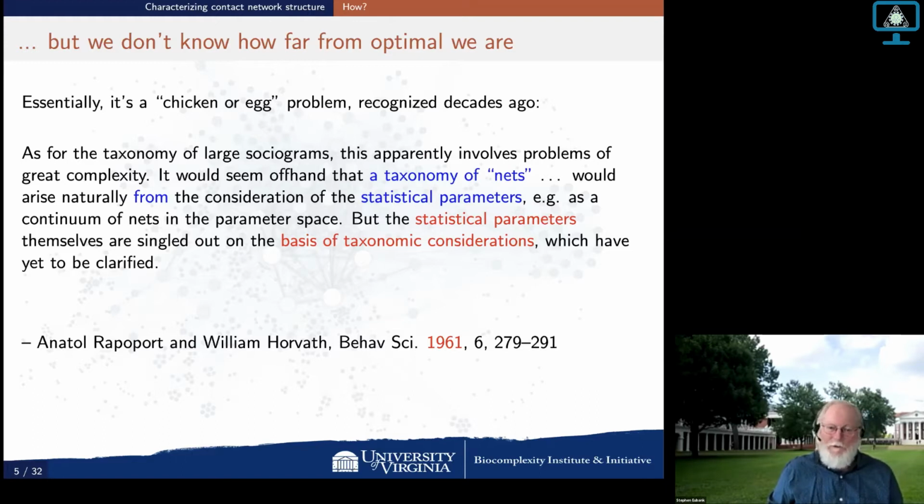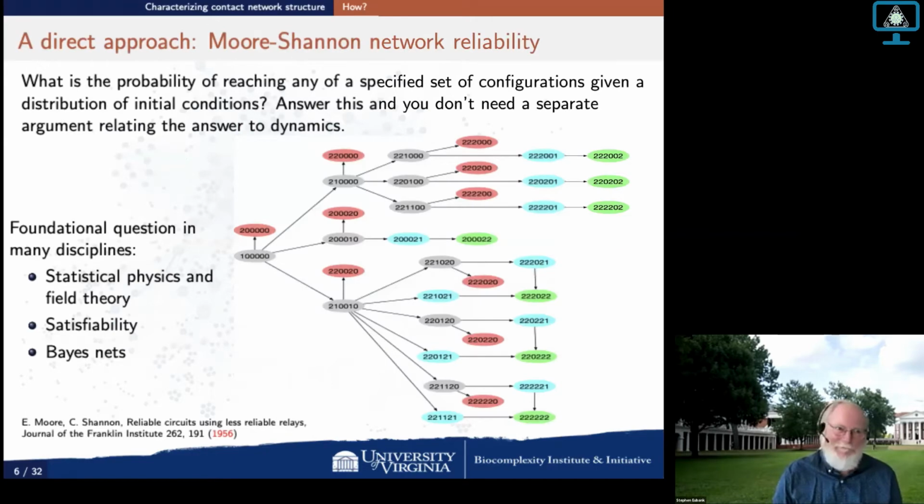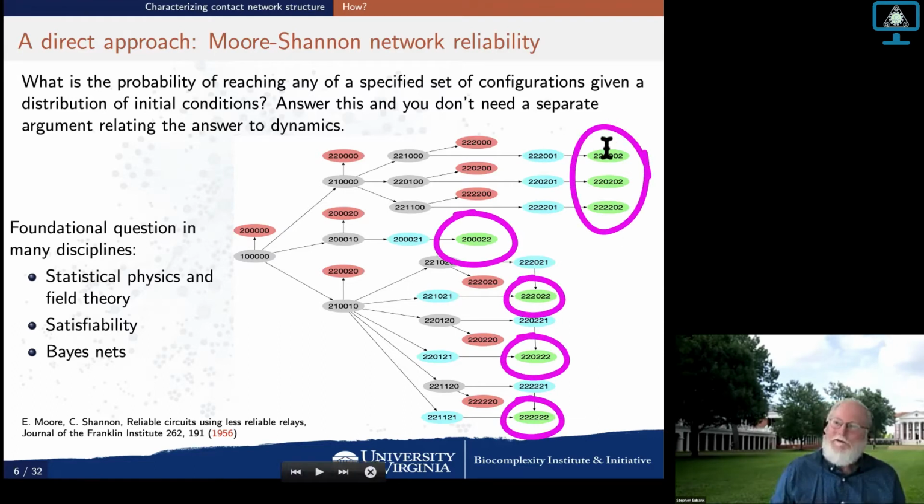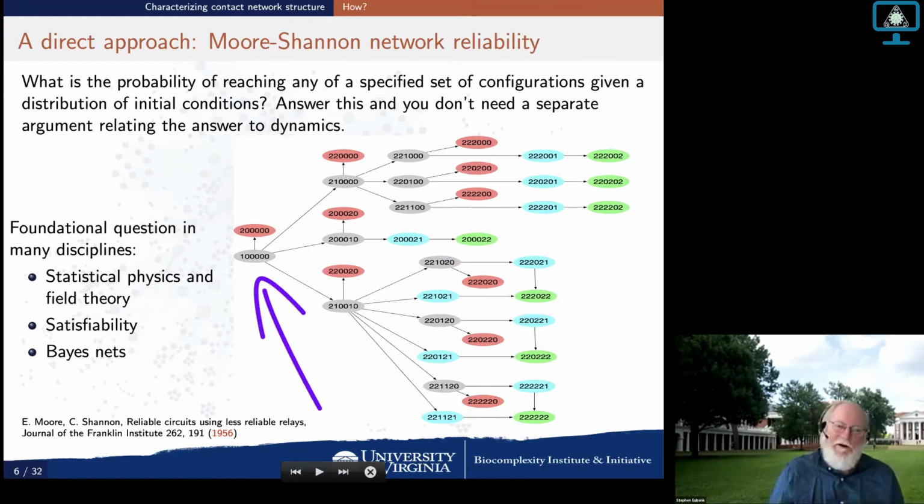So there's a way around it that's even older than this 60-year-old citation, which is Moore-Shannon network reliability. And this isn't the way they posed it, but this is basically what they're talking about. Given some dynamical system with some set of configurations, and there's a cartoon of one down here, this particular dynamical system always goes to a fixed point. So I'm going to be talking about systems like that for a while. I want to know what's the probability of reaching these particular configurations, any one of these in green, given that I'm starting off in this gray one over here.